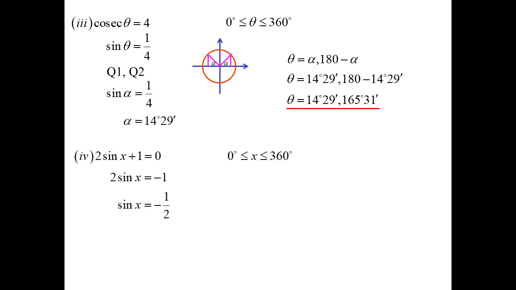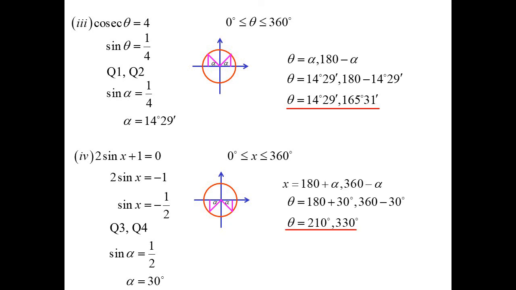With this sort of trig equation, it's still an equation. The difference here with the trig equation is rather than making x the subject, we make the trig function the subject. So I want to make sine x the subject. And so I get sine x is negative a half. Sine is negative, third and the fourth quadrant. The acute angle would be 30 degrees. So in the third quadrant, 180 plus the acute angle. Fourth quadrant, 360 minus the acute angle. And we end up with 210 and 330.